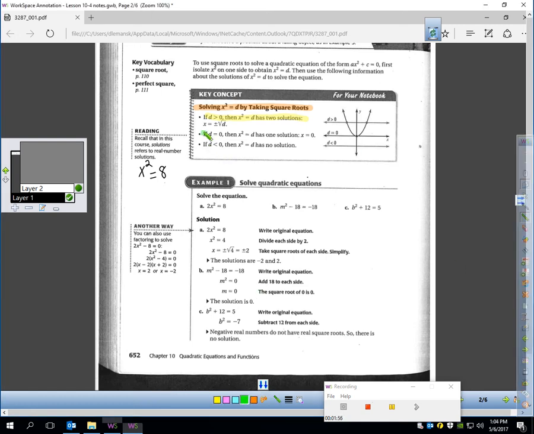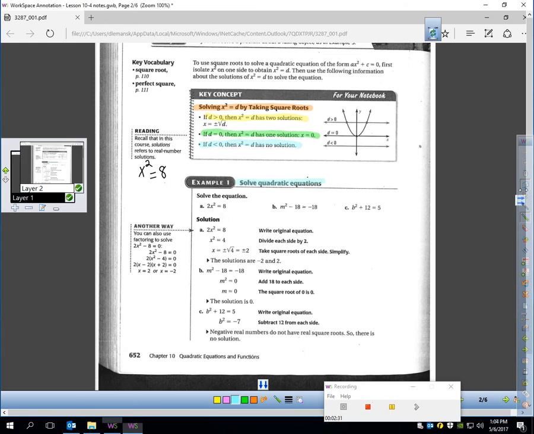Here's the next scenario. If the d value is 0, then the problem only has one solution. The answer is going to be 0. And there's one more scenario that could happen. If the d value is negative, then the problem would have no solution. So when you get x squared by itself, if x squared equals a positive amount, like you see in yellow, you get two solutions. If x squared equals 0, you get one solution, 0. And if you have x squared by itself equaling a negative, you'd have no solutions.